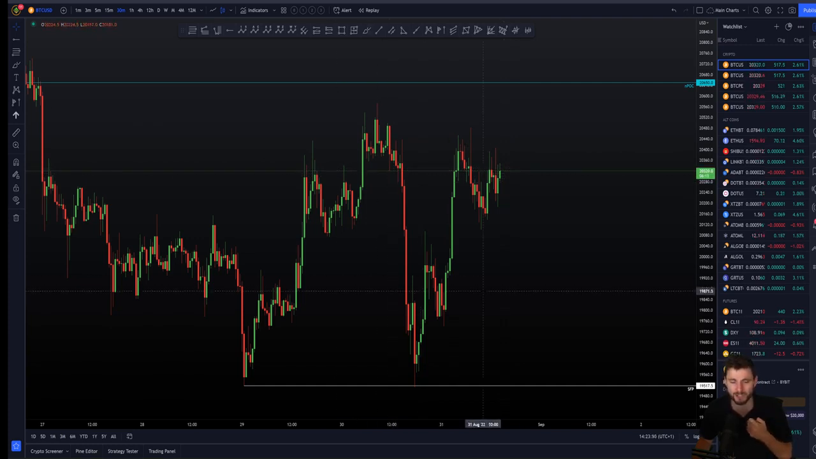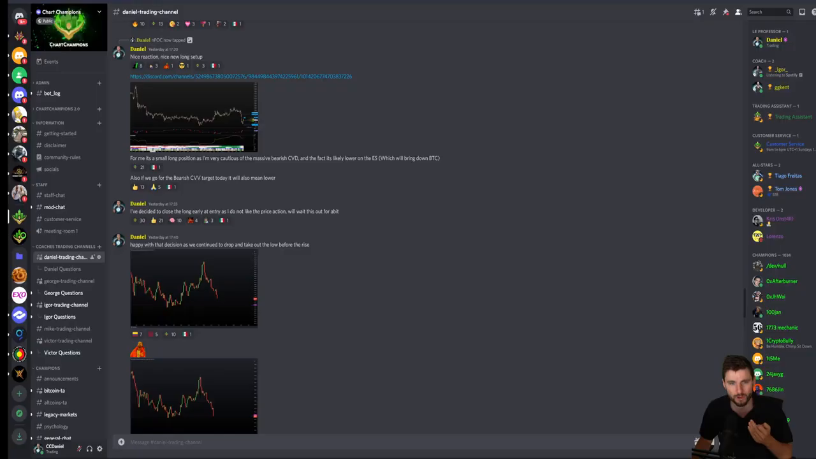I saw the reaction, which for me at the time was a worthwhile long. We basically come down, hit the level, wicked it, closed back above. For me, it was an actionable long setup. But at the same time, I'm thinking to myself, this is a small long position, as I'm very cautious of the massive bearish CVD and the fact it's likely that we head lower on the ES, which of course will bring down Bitcoin.